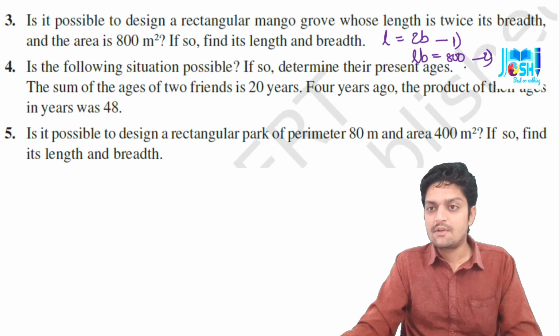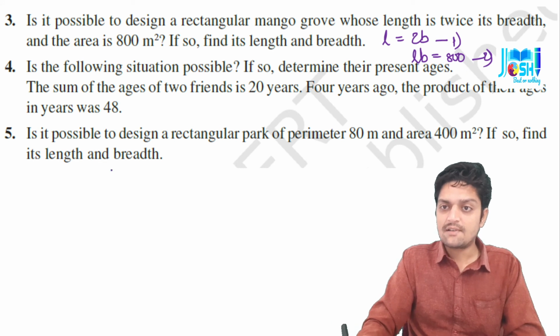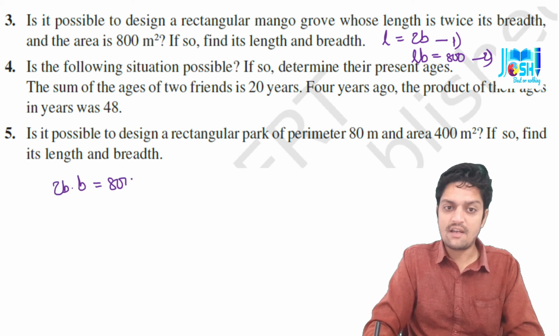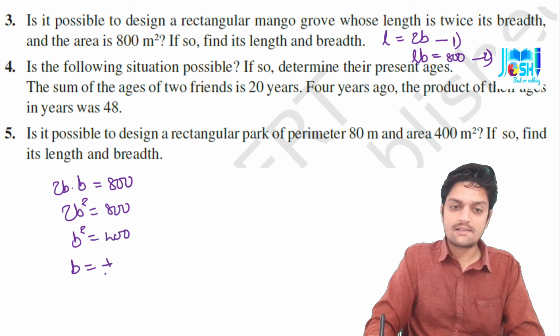So now you have to put here L is equal to 2b's value. By substitution method you have to put it in the second equation. So L is equal to 2b. Then instead of L, I will write 2b into b, which is equal to 800. 2b square is equal to 800. So b square is equal to 400 and b is equal to plus or minus 20.